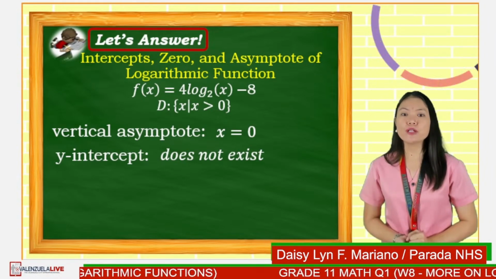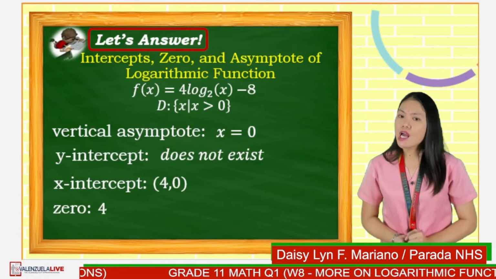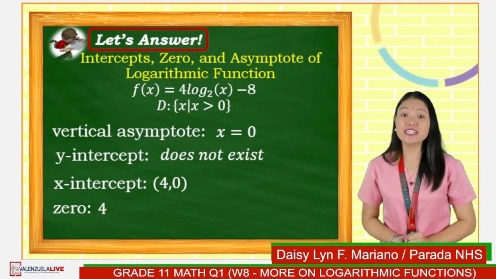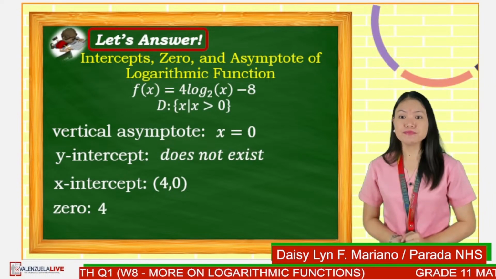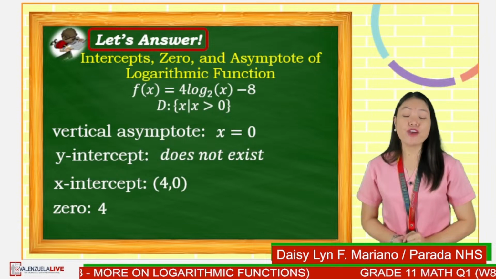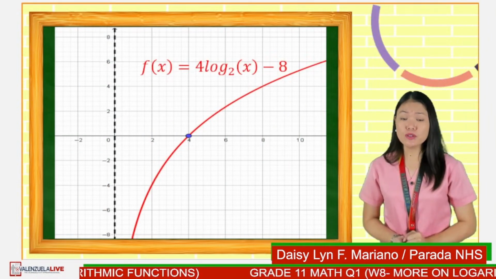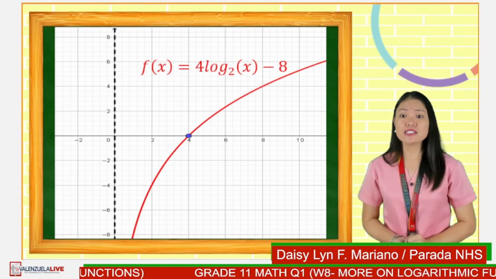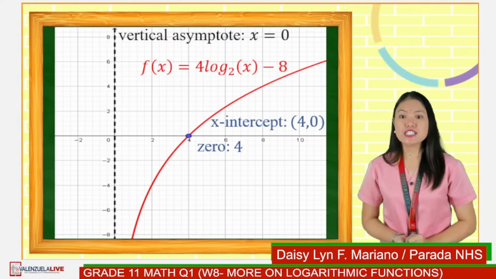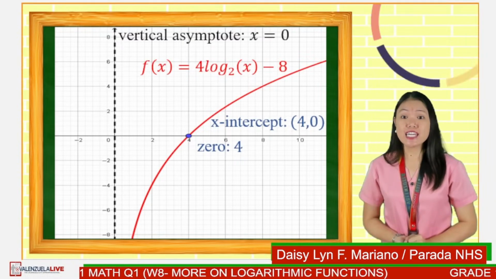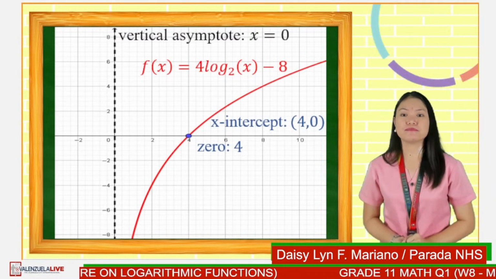But the graph will pass through the x-axis at (4, 0). The value computed in x-intercept is also its zero, which is 4. The graph of f of x is equal to 4 times the logarithm of x with base 2 minus 8, as well as its vertical asymptote and x-intercept, is seen on my right, where the graph has no y-intercept.